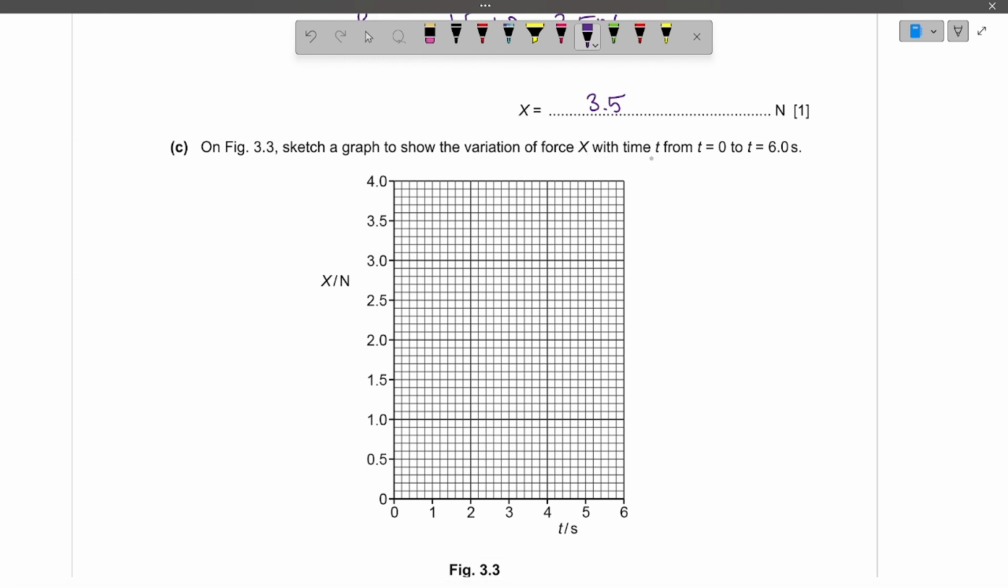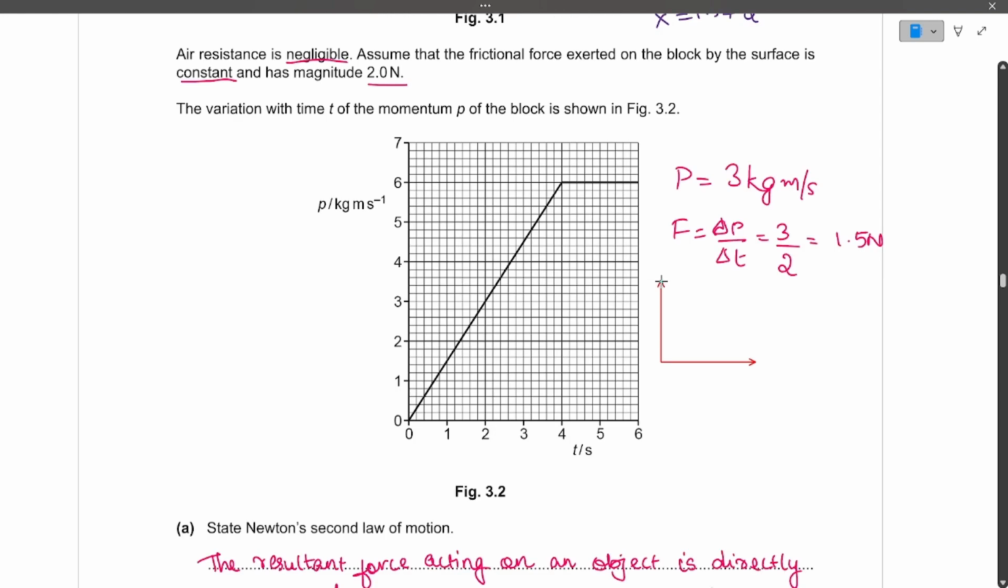Then the C part is, on figure 3.3 sketch a graph to show the variation of force x with time t from t equals 0 to t equals 6 seconds. So for this question you need to plot, right? Plot the varying force against the time taken. Okay, let's consider this graph.